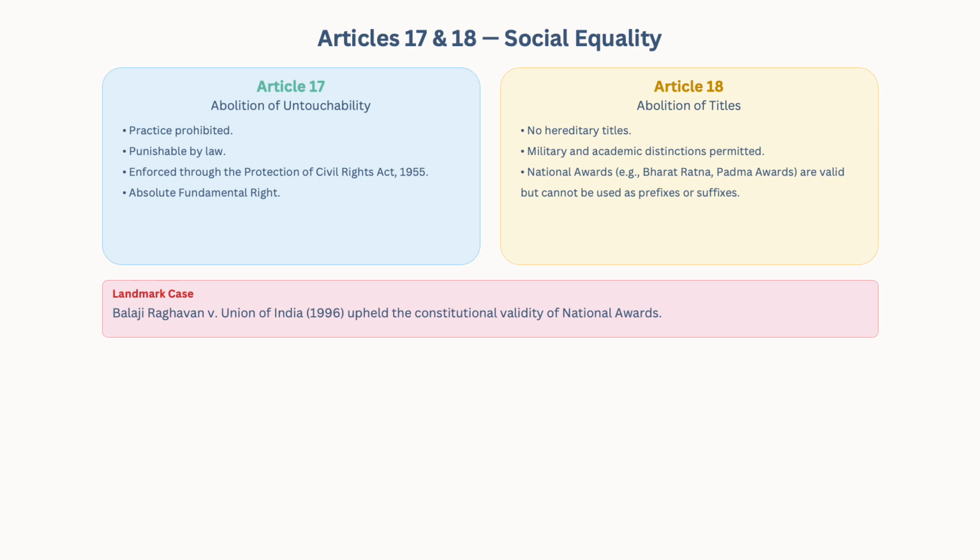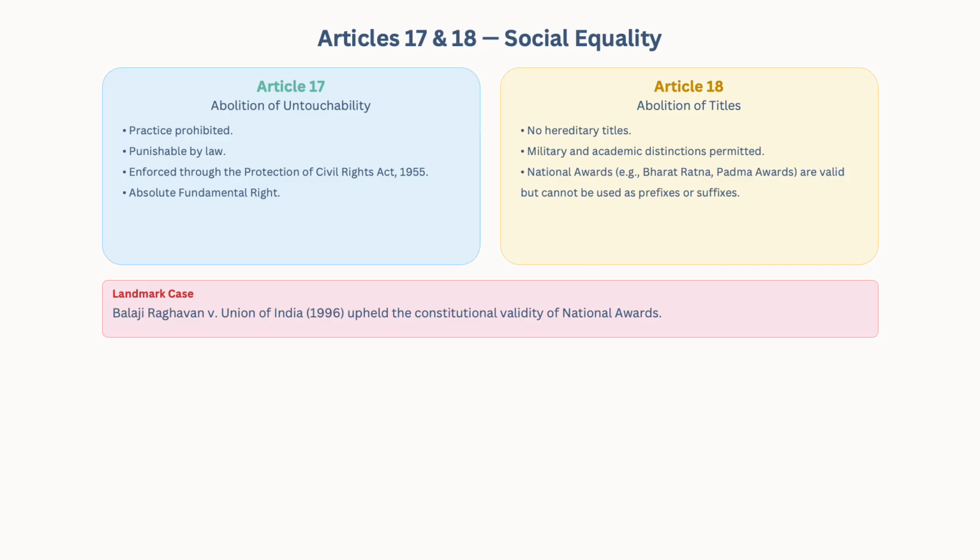Next, we have Article 17 to Article 18, social equality. Article 17 and Article 18 are still under right to equality. Abolition of untouchability: its practice is prohibited and punishable by law, enforced through the Protection of Civil Rights Act 1955. The rules for untouchability are mentioned in the Protection of Civil Rights Act 1955. And Article 17, as I mentioned, is an absolute fundamental right.